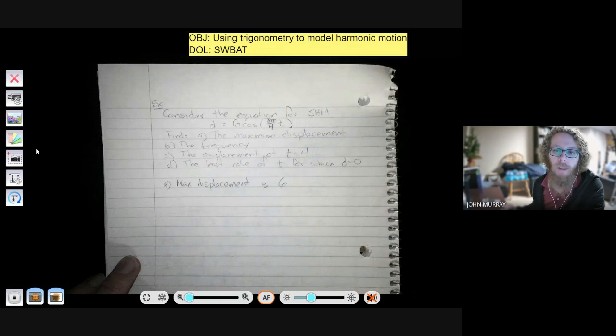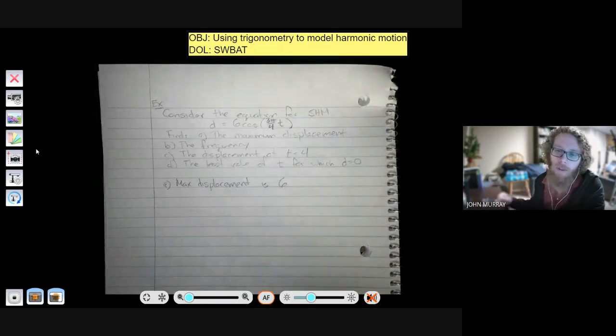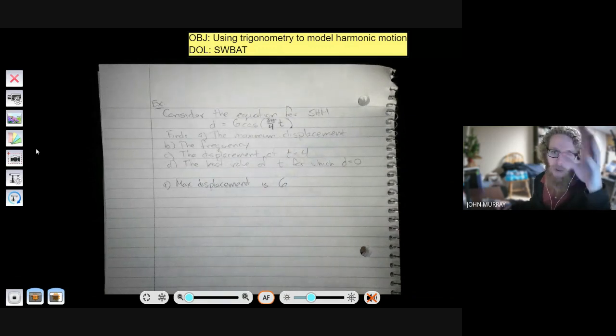Right, it's just the number that's in front. Now, they didn't tell us any units, so I'm just going to say the max displacement is 6. If they tell you you're dealing with centimeters or feet or whatever, then it would be centimeters or feet.